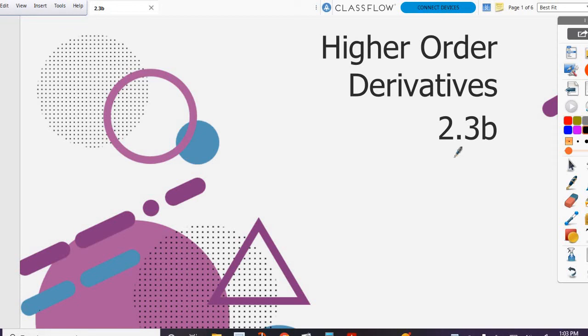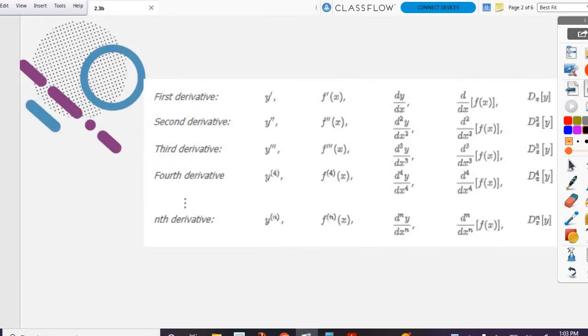Alright, so we have been taking what's called the first derivative of everything. We've just been calling it the derivative. However, we can take multiple derivatives of something, and those are considered our higher order derivatives. So I can take the second derivative, the third derivative, the nth derivative.